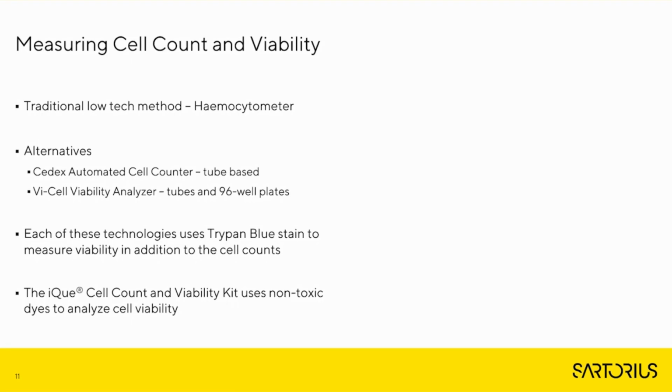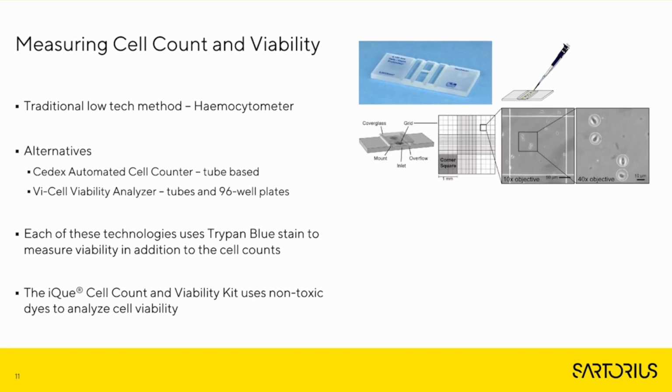So when it comes to measuring cell count and viability, traditionally most labs have been using the low-tech method called the hemocytometer. I'm sure plenty of you have experience using one of these devices. Essentially, it's a glass slide with markings on it so that you can place your cells of interest on there and use a microscope to then look at the cells and count those manually.